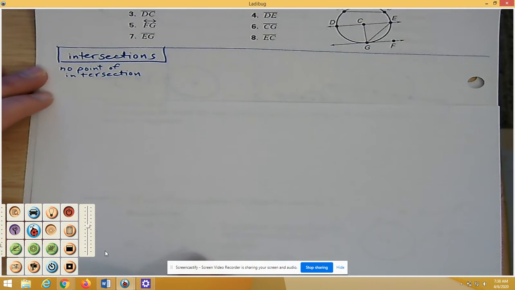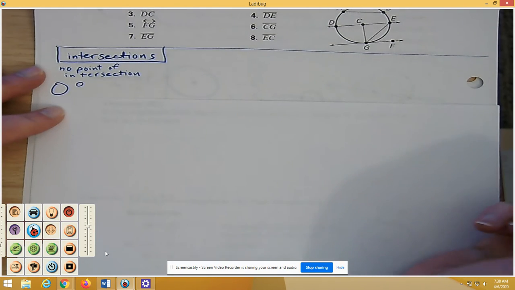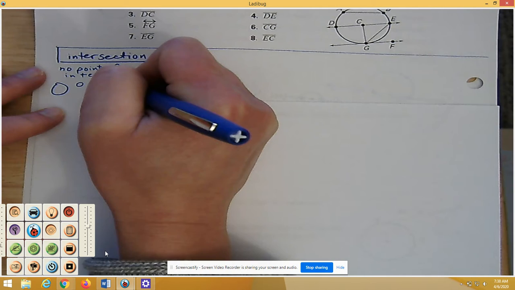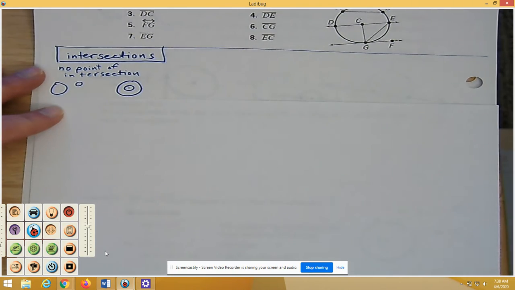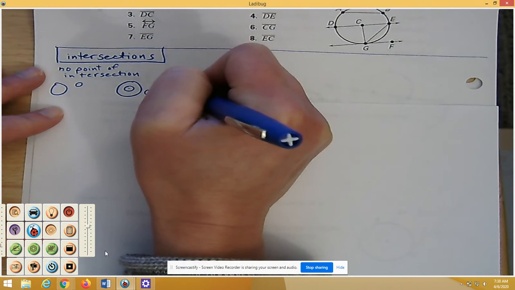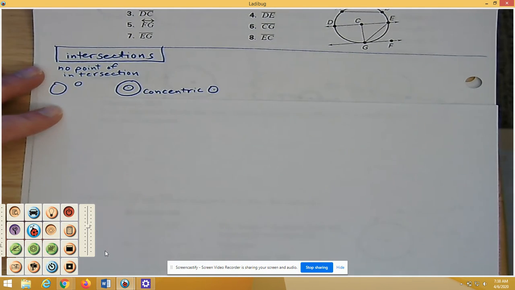You could have a circle, like a bigger circle, and a little circle. They don't meet. So there's no point of intersection. You could have something called concentric circles, and they look like that. This is called concentric circles. Okay, so that is no point of intersection.